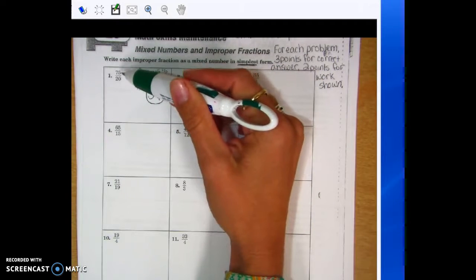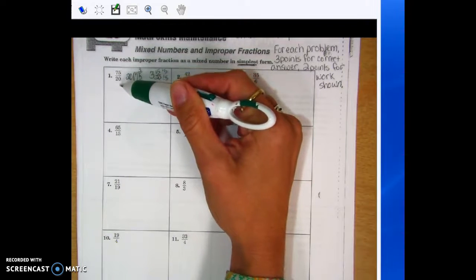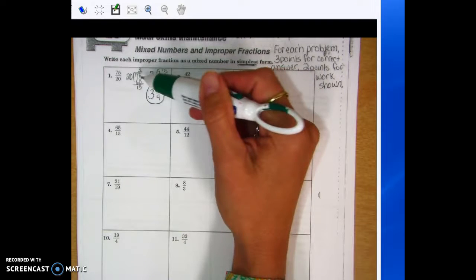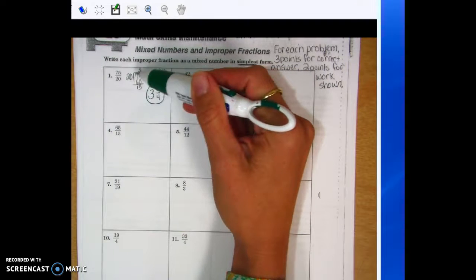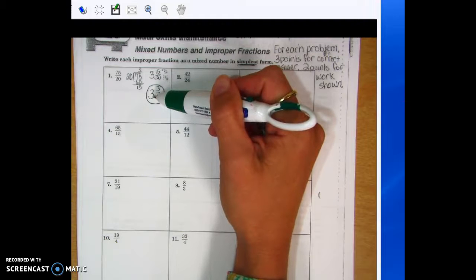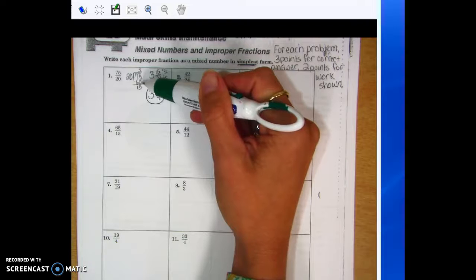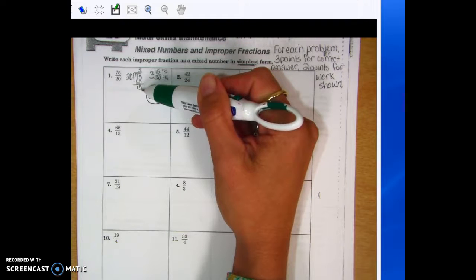So this first one says 75 over 20. That means 75 divided by 20. So if I divide 75 by 20, it goes in there 3 times. So 3 whole times. So 3 is my whole number. 3 times 20 is 60, so I have 15 left over.